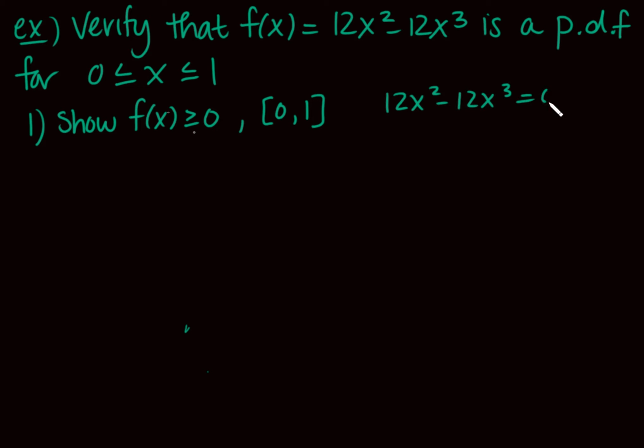What we do is we look at the zeros of the function. So if I take a 12x squared out, I get 1 minus x. So where do my zeros occur? My zeros occur at 0 and 1, and I really only care about this area right here. If I pick a point in here, like maybe 1/2, well, 12 times 1/2 squared is positive, and then 1 minus 1/2 is positive. So sure enough, this function is positive between 0 and 1. That's one way you can show algebraically that it's positive as well.